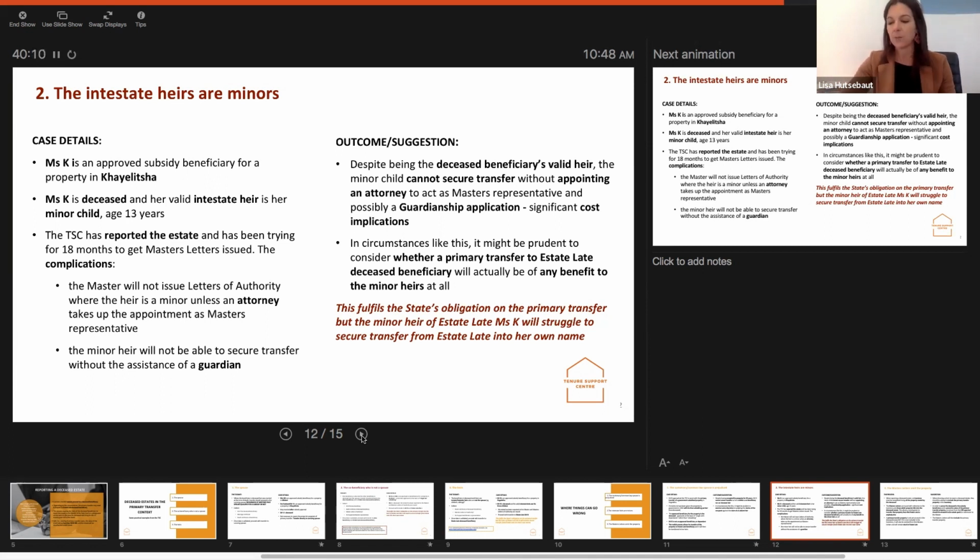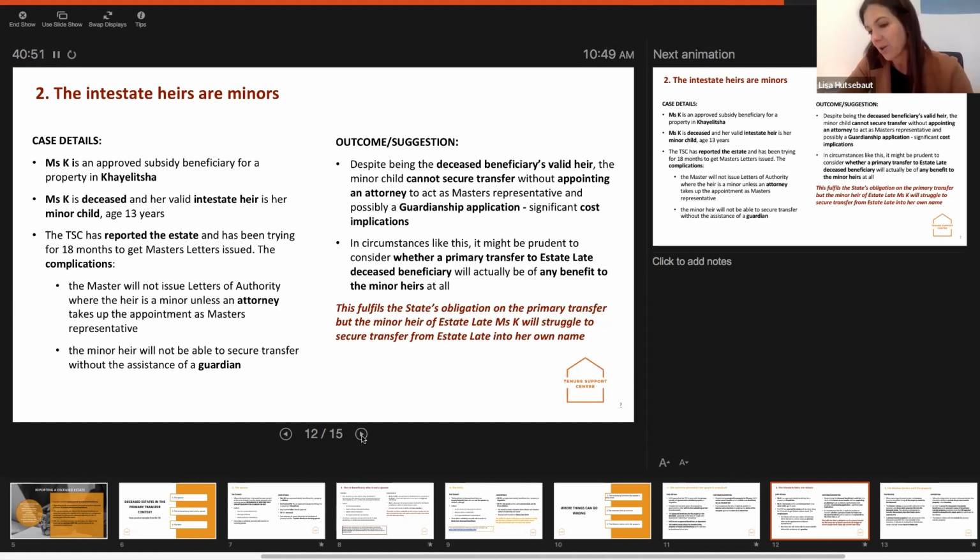So similarly to the scenario we've just discussed with the customary or common law spouse, again, sometimes it might be prudent to think about whether a primary transfer to the estate late, where the only heirs are minors, is actually going to be of any benefit at all. You might find that you follow this process and you transfer to estate late, and actually that minor child never has any hope at all of being able to secure transfer, because they can't afford a guardianship application, they can't afford a lawyer to act as master's representative, etc.